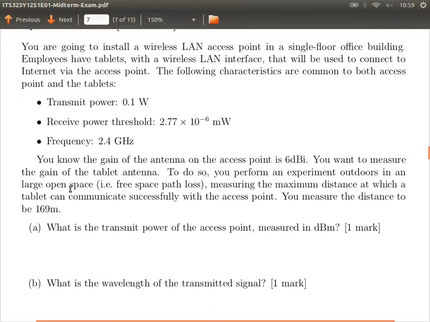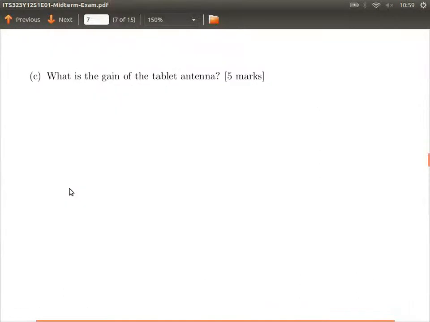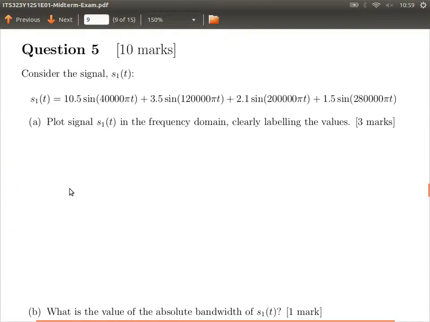Question four is about wireless systems, antenna gain, free space path loss. Right, just path loss. That's a main question, using the equations for free space path loss. Question five is about signal equations. I'll come back to them. I just want to select some of them.